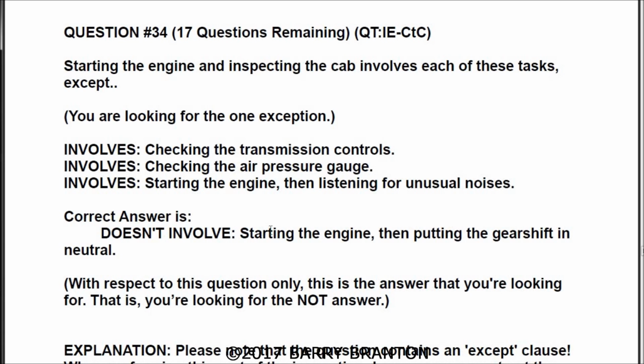It doesn't involve starting the engine, then putting the gear shift in neutral. Now, with respect to this question only, this is not the answer that you're looking for. You're looking for the not answer. So this is sort of like a trick question. Instead of asking you what you should do, they're asking you basically what you shouldn't do.